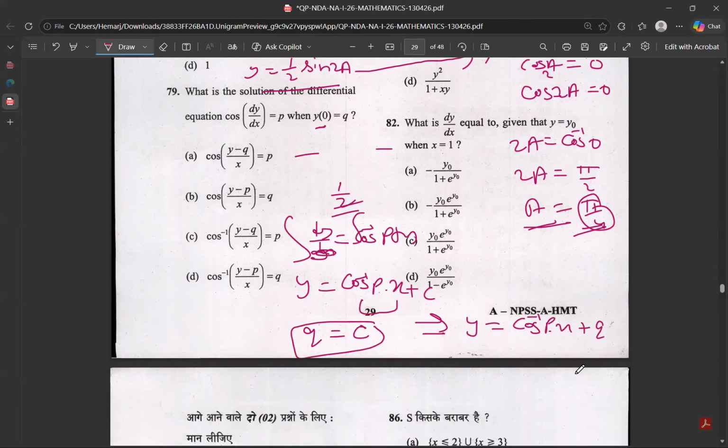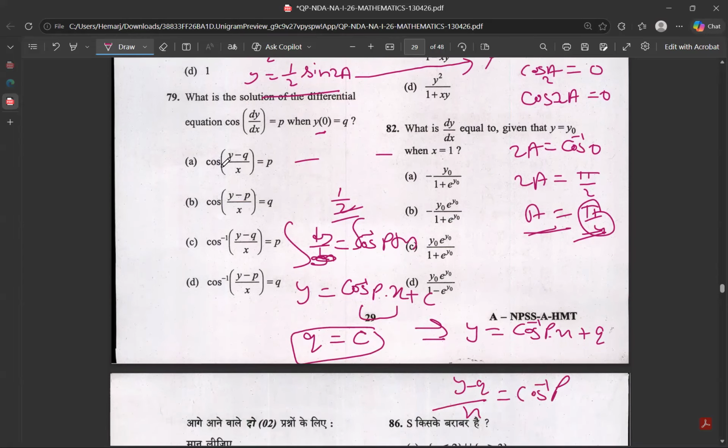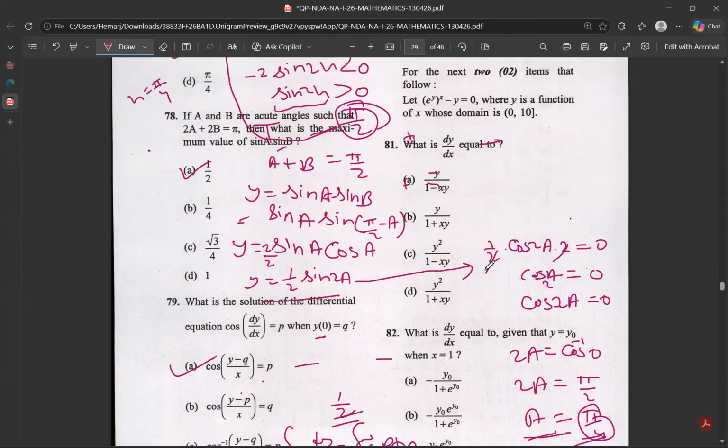See, it is the basic concept of differential equation. y minus q divided by x equals cos inverse p. When you take cos inverse on this side, this will become cos of (y minus q divided by x) equal to p. So option A is the right answer.